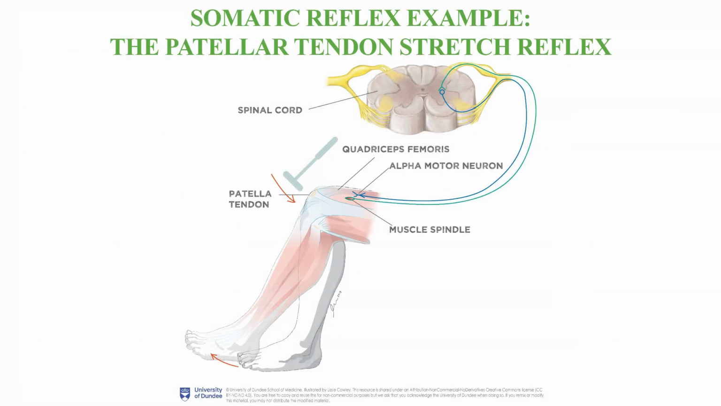Now we will look at specific examples of reflexes. The patellar tendon stretch reflex is a classic somatic reflex. When the patellar tendon is tapped, stretch receptors in the quadriceps detect the stimulus. The sensory information goes into the spinal cord, and without involving the brain, the motor neuron signals the quadriceps to contract. That's why the lower leg kicks out.